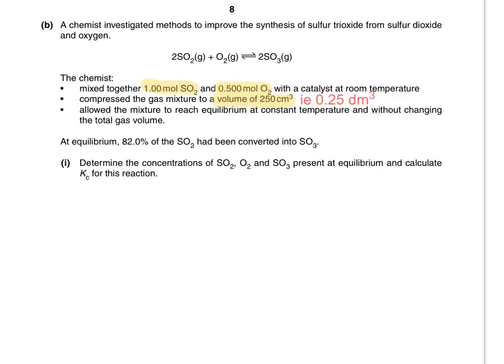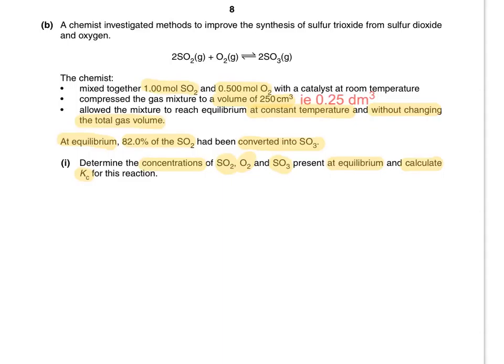So the mixture was reached at equilibrium at constant temperature, and without changing total gas volume. So at equilibrium, 82% of the sulfur dioxide had been converted into sulfur trioxide. So you determine the concentrations of SO2, O2 and SO3 at equilibrium, and then calculate Kc.